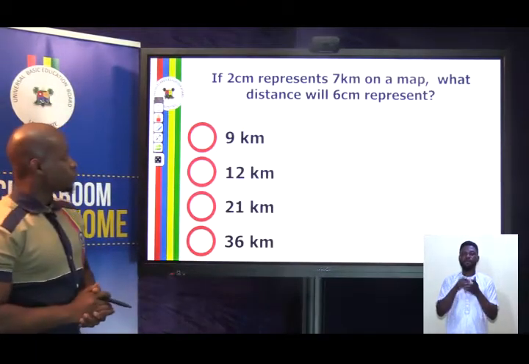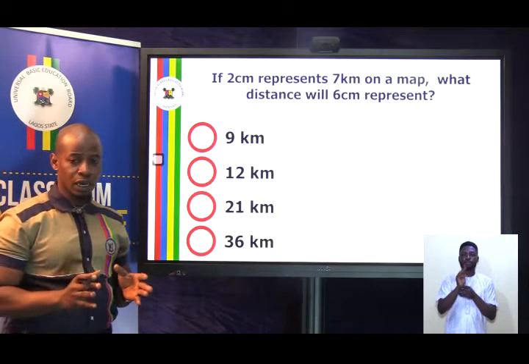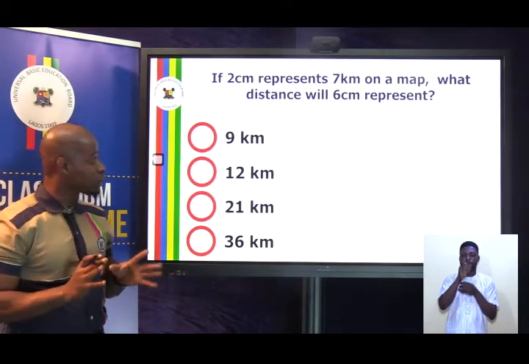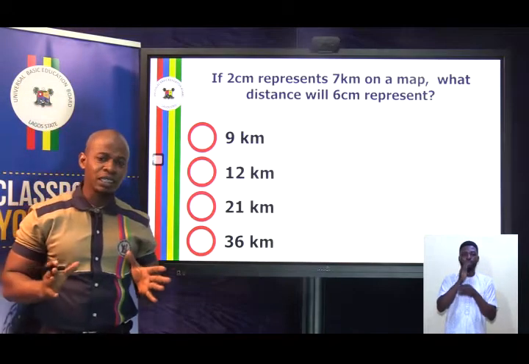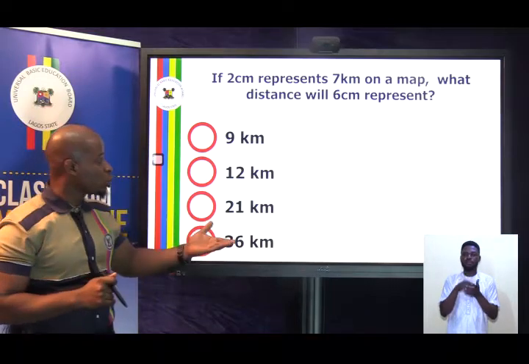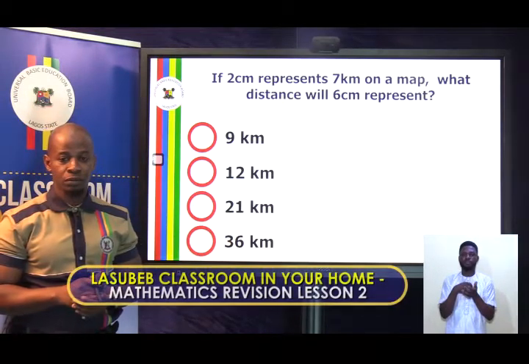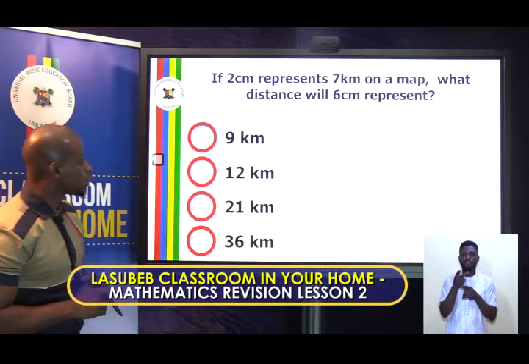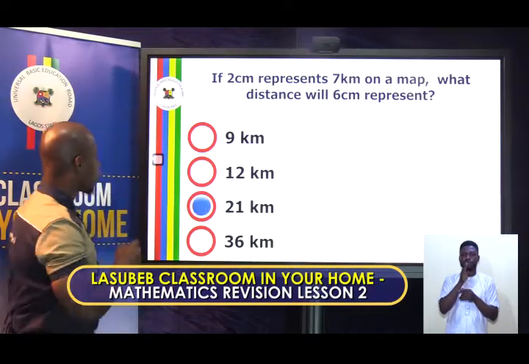This question says, if 2 centimeters represent 7 kilometers on a map, what distance will 6 centimeters represent? This is quite intuitive, so just think about it. Now let's see how that is done. First, the correct answer will be 21 kilometers.